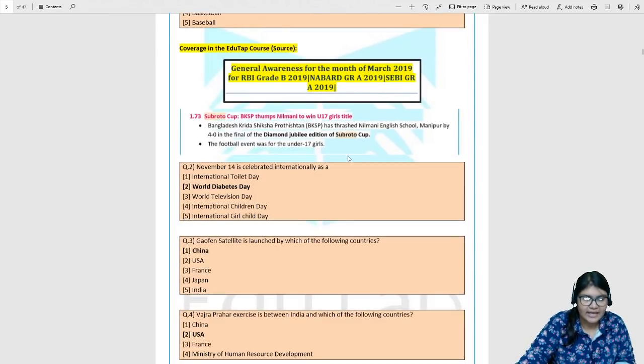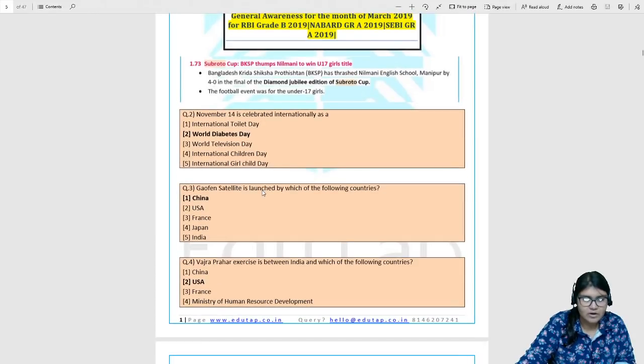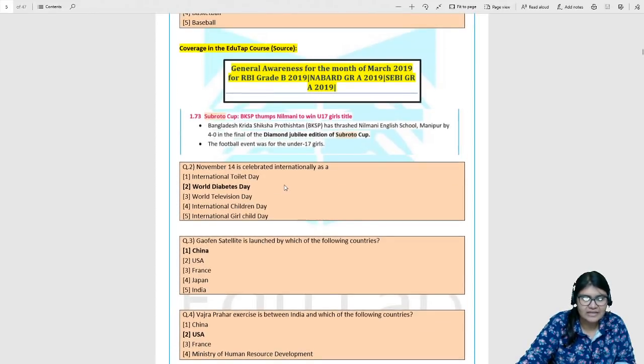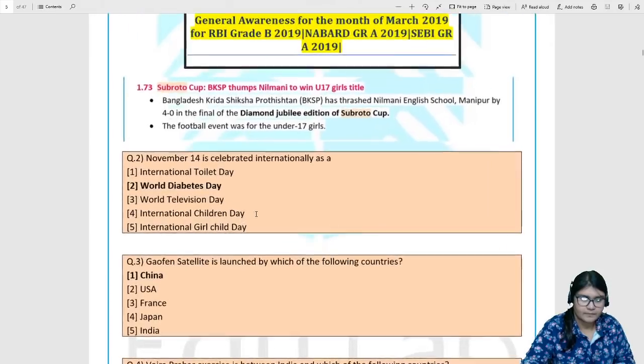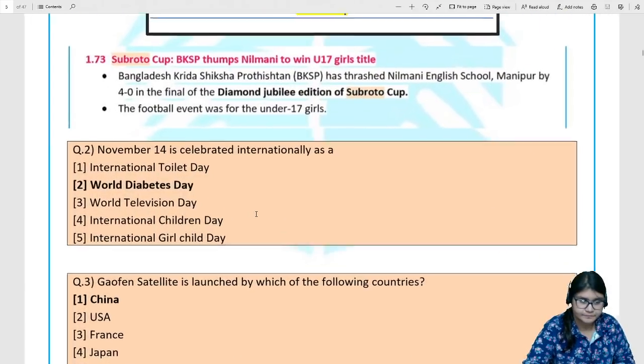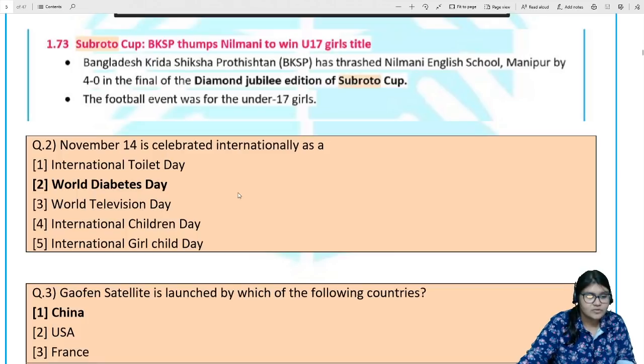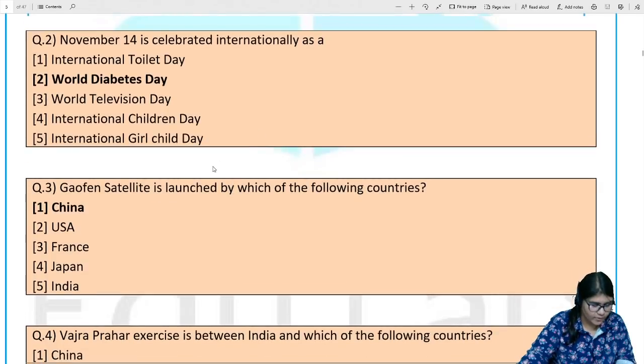Very simple question. Next, November 14 is celebrated internationally as which day? The answer is World Diabetes Day. This is a very confusing question if you do not read it properly, because in the first instance you might think it is International Children's Day, but November 14th is celebrated as Children's Day in India. So it is World Diabetes Day. This is one easy question, provided you have understood it properly.